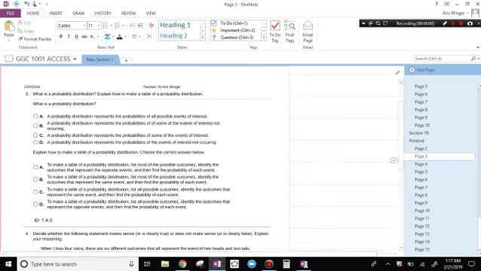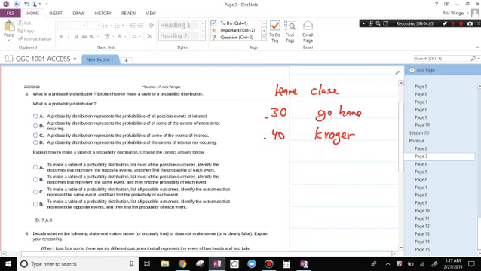What is the probability distribution? So after class today, what am I going to do after I leave class? 30% of the time I'm going to go home, right? 40% of the time I'm going to go to Kroger. 10% of the time I'm going to go to the gym, right? And then 20% of the time I'm going to see a friend.